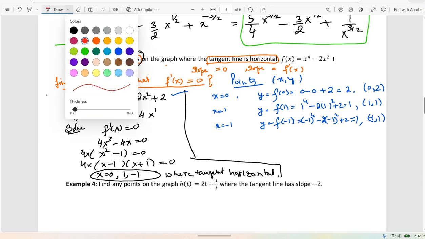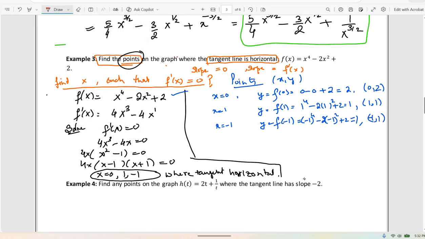So your answer to the question, what are the points on the graph where the tangent is horizontal, is these 3 points. Do we understand that?